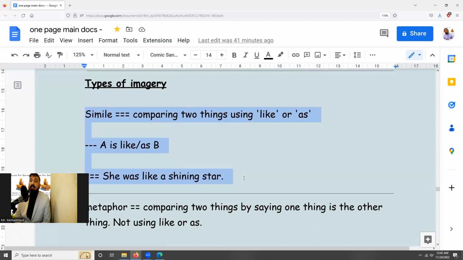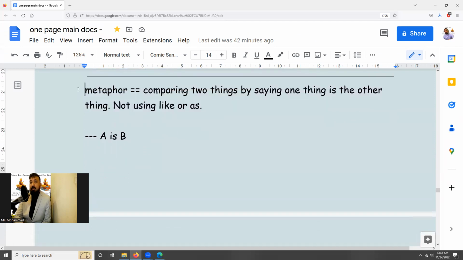Okay, a simile. So go ahead and copy this down. Like or as is the key. And then in the middle there, you see the formula. A is like/as B. So this would be, this thing is like this thing. Anytime you see anything like that, that is a simile. Okay. And then you have an example underneath. She was like a shining star, which is obviously an example of a simile.